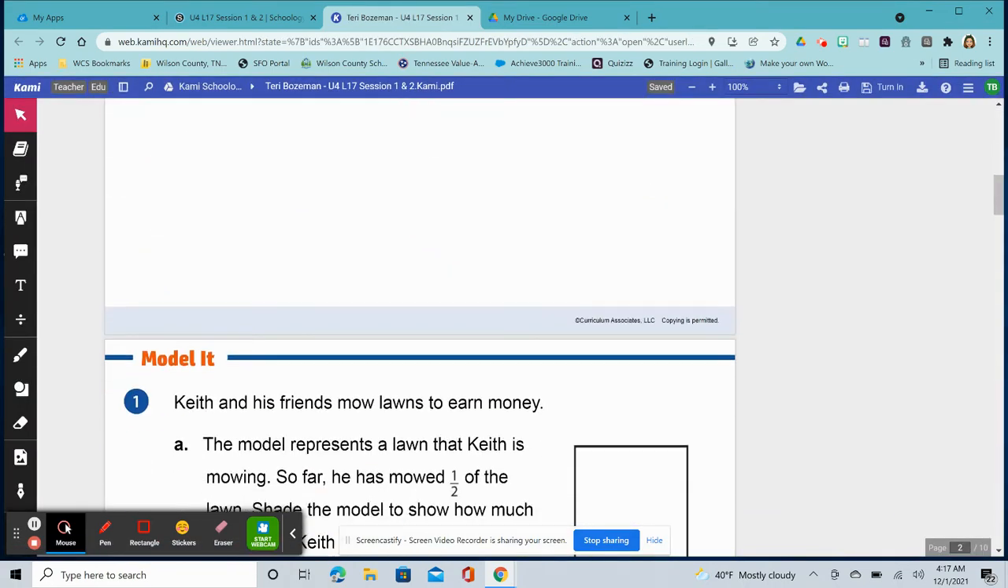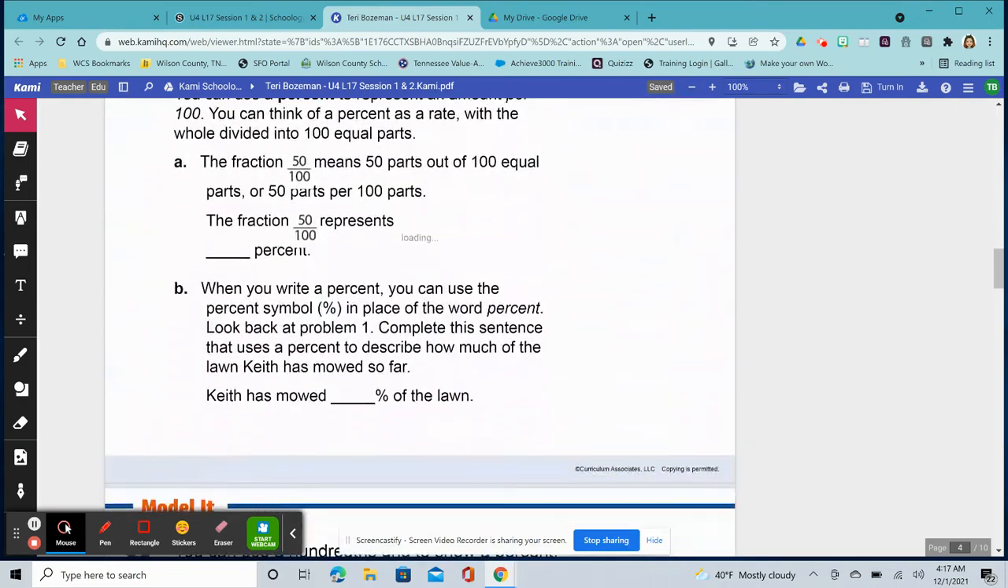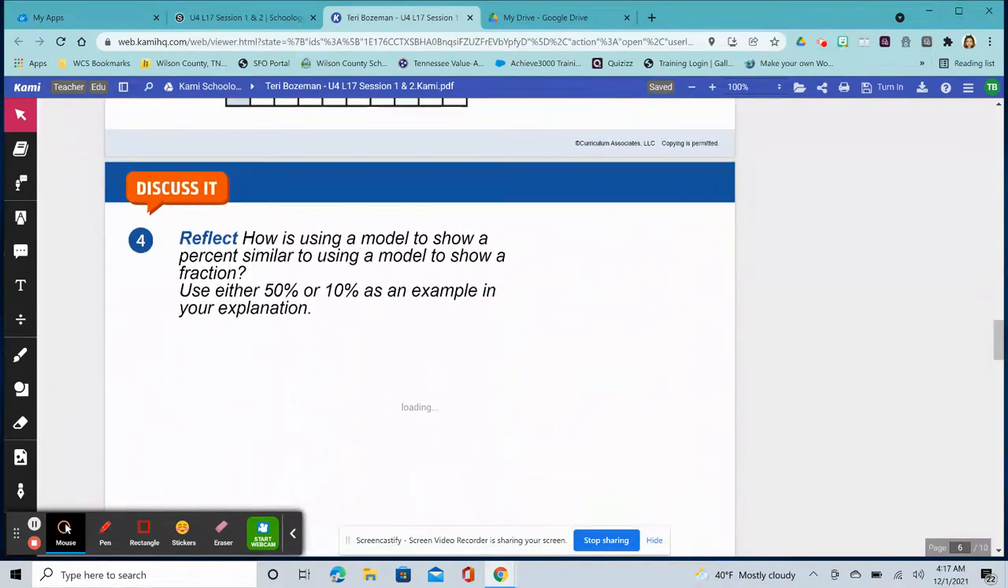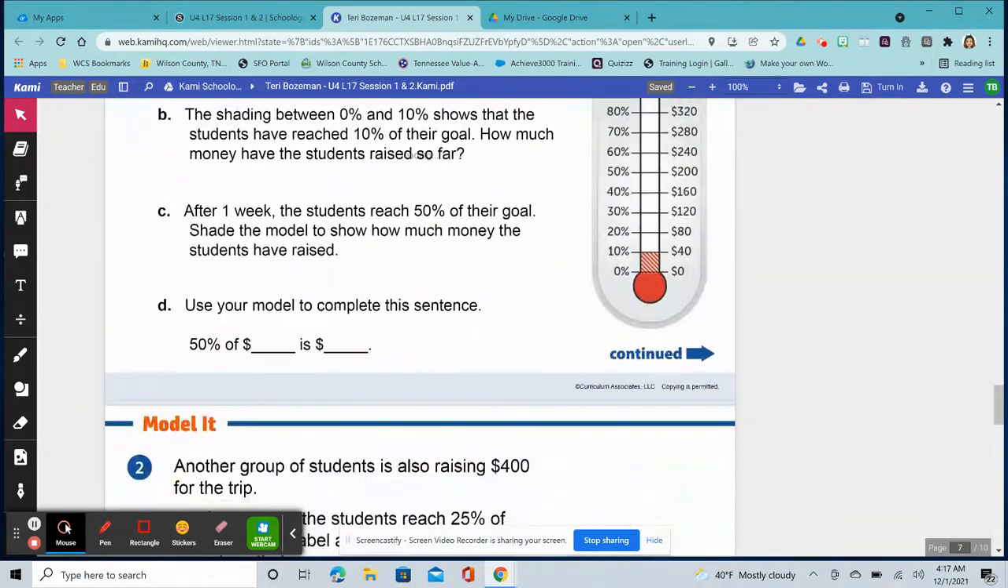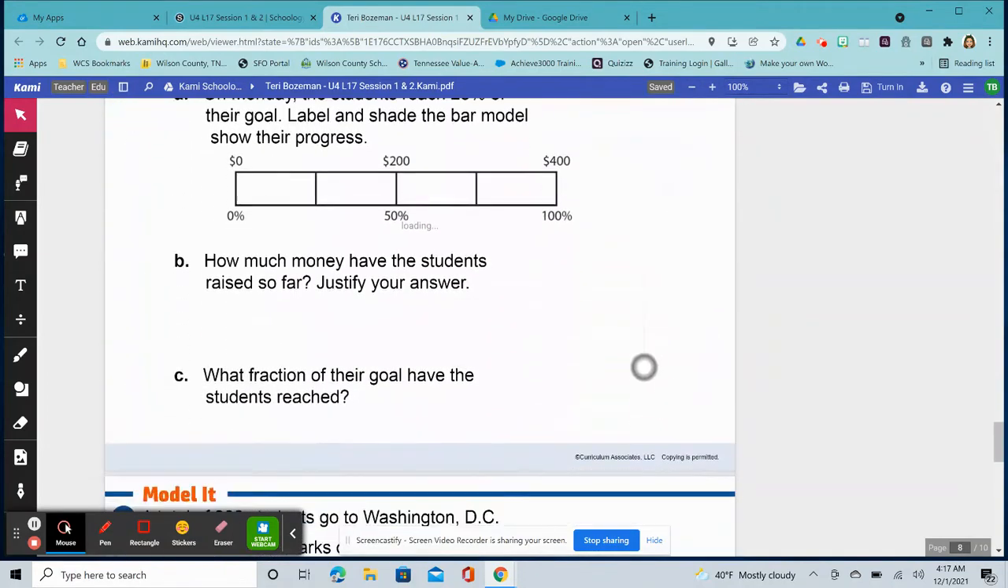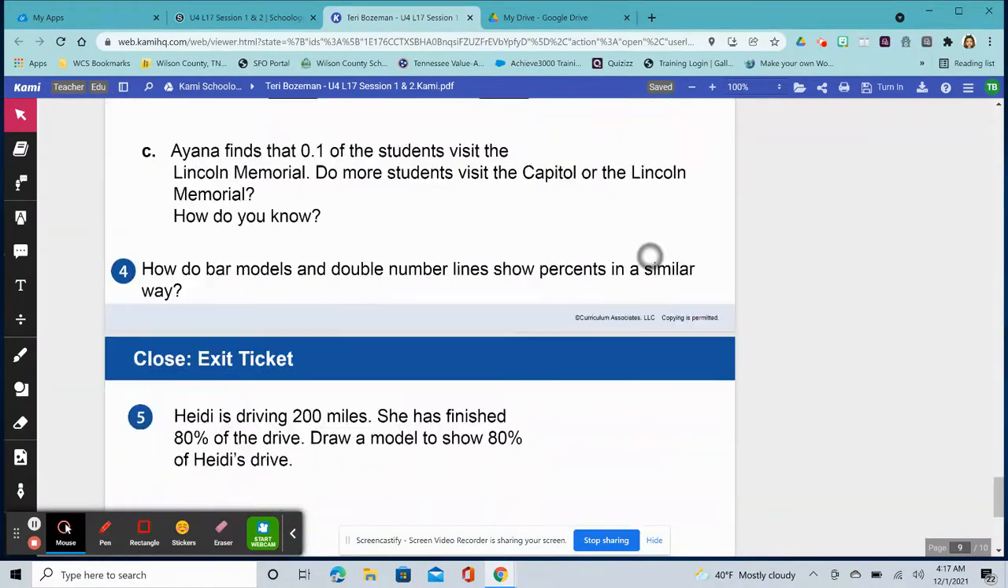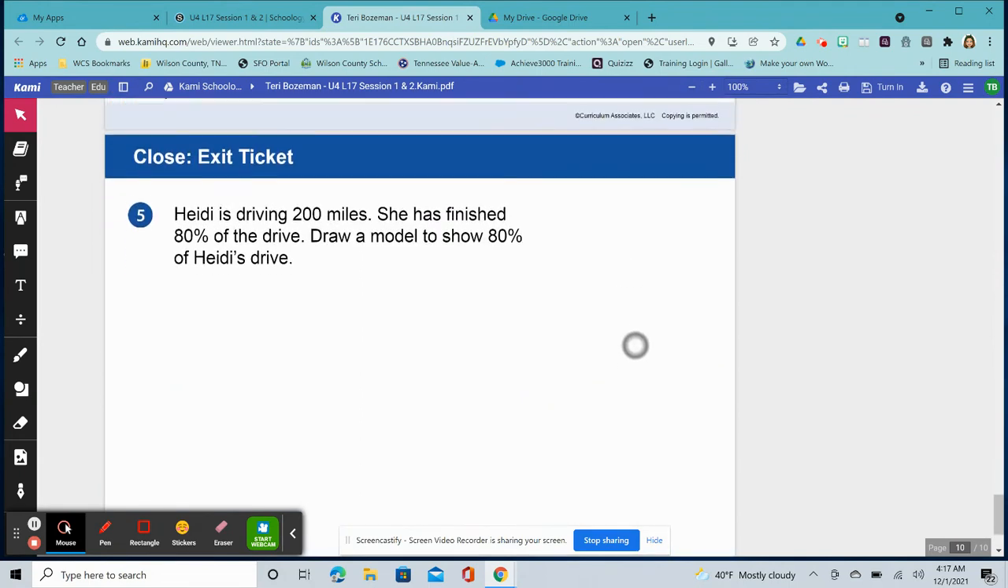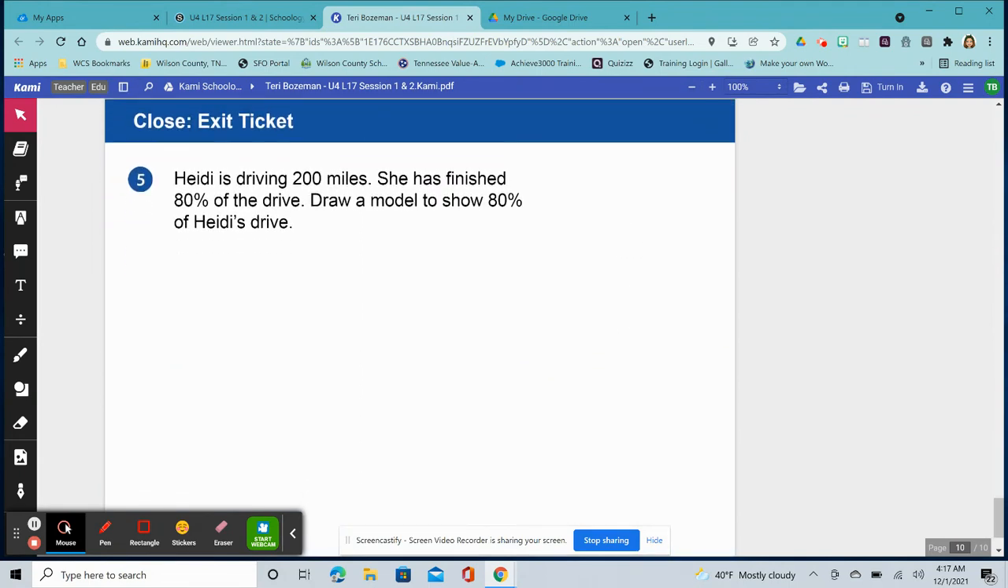So we started talking about percents yesterday, and we talked about how they are fractions. They are out of 100 pieces. So 50 out of 100 pieces is 50%, right? And we talked about doing models for these.